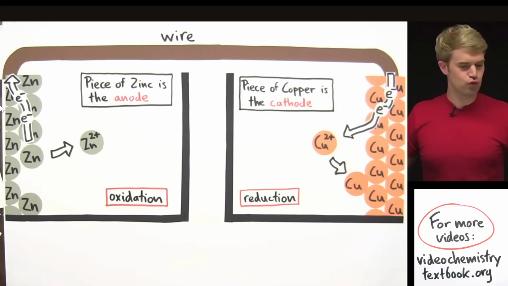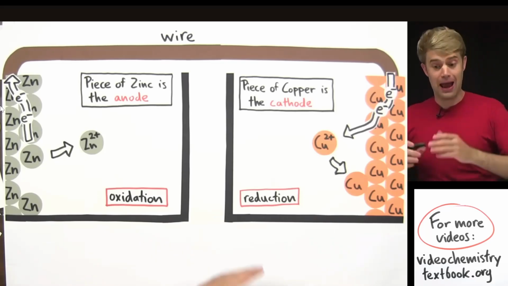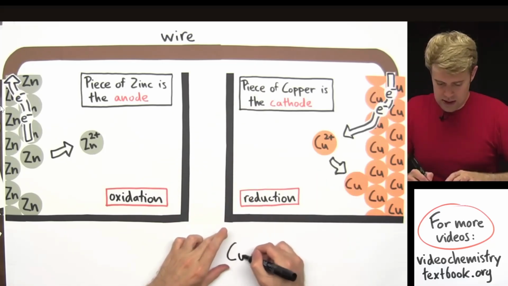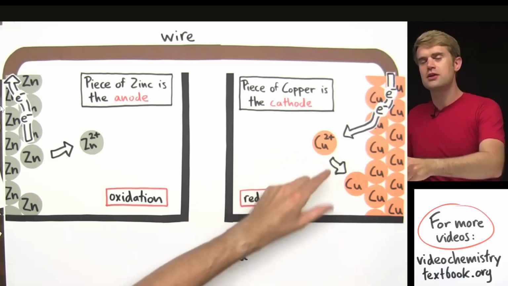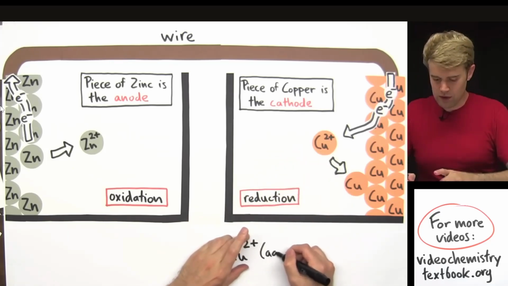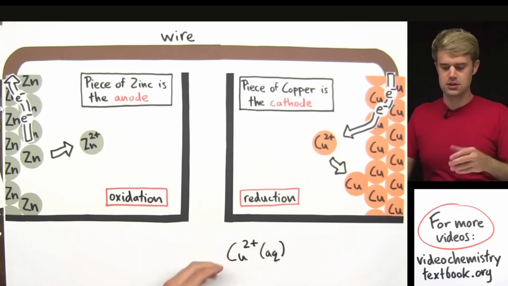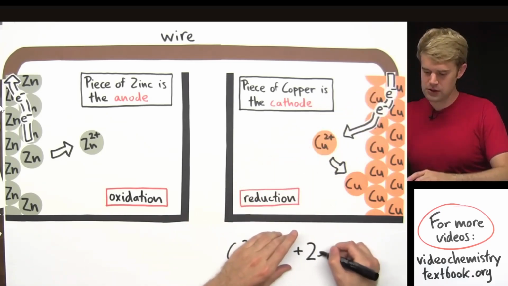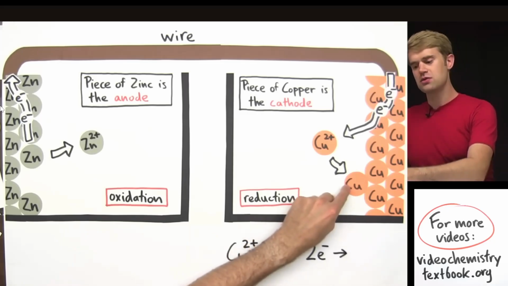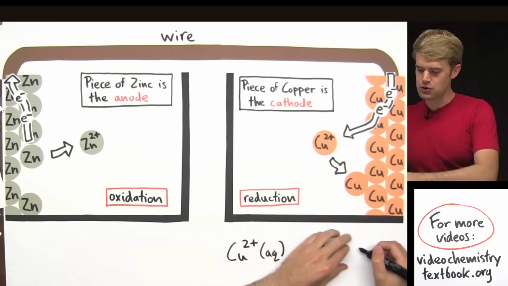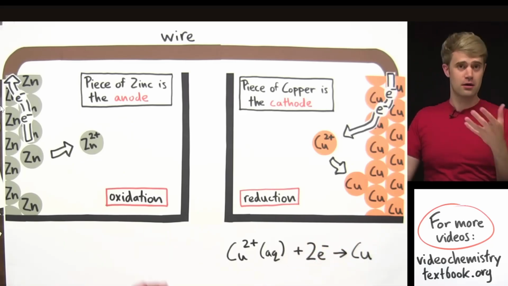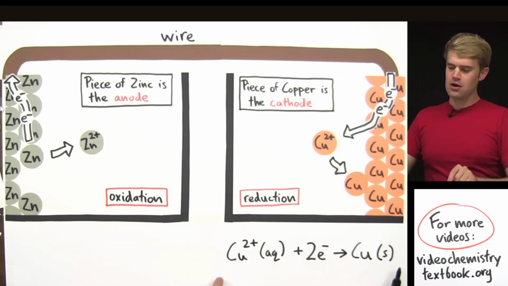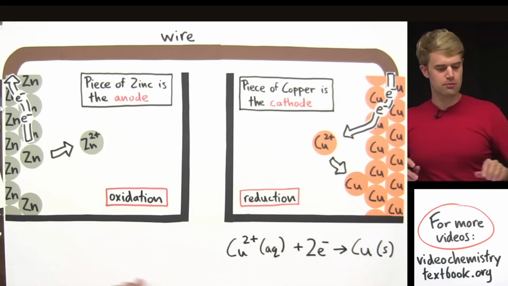Now, let's write reactions for the 2 processes that are happening here, okay? First, let's write the reaction for reduction. We're starting with Cu2+, and this Cu2+ is dissolved in solution. So I'm going to write that with an aq for aqueous after it to show that it's dissolved in solution. Now, this Cu2+ gains 2 electrons, so I'll write plus 2e-, and that gives us a neutral copper atom. So I just write Cu with no charge after it. That shows that it's neutral. And then it's part of the solid metal, so I write an s after it. So this is the reaction for the reduction process.